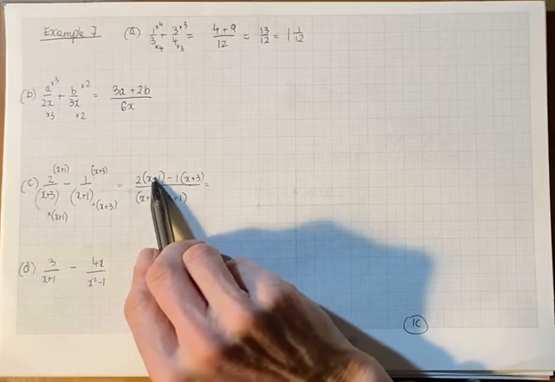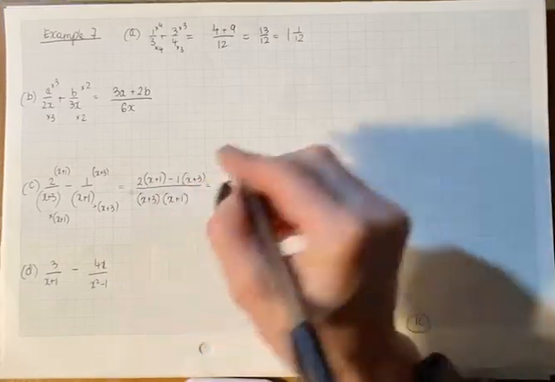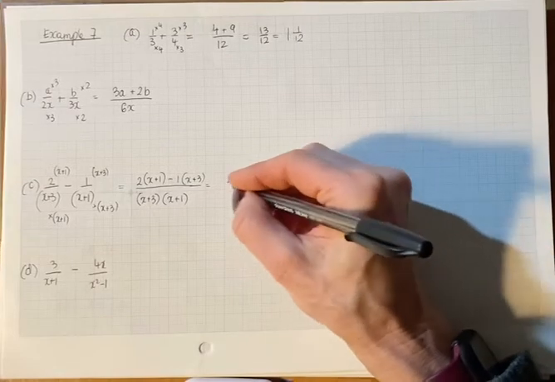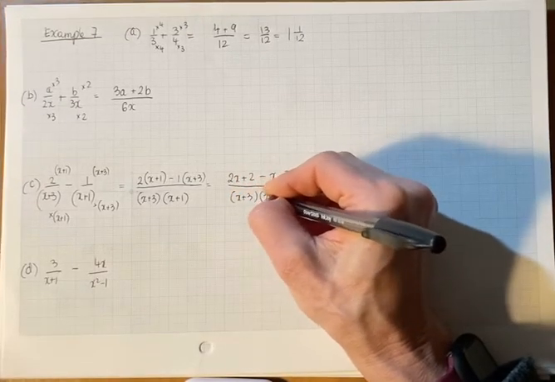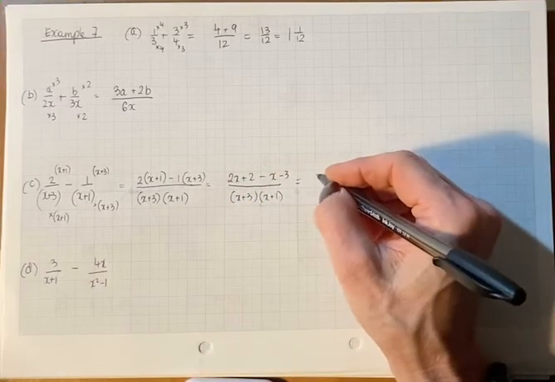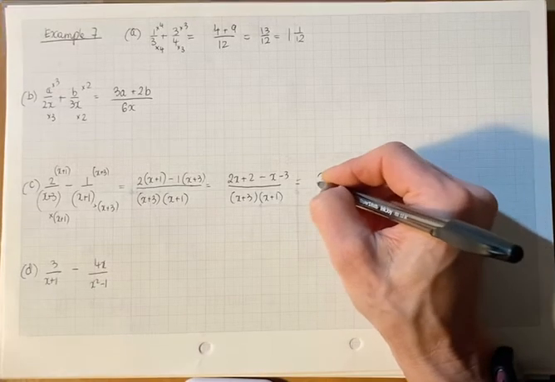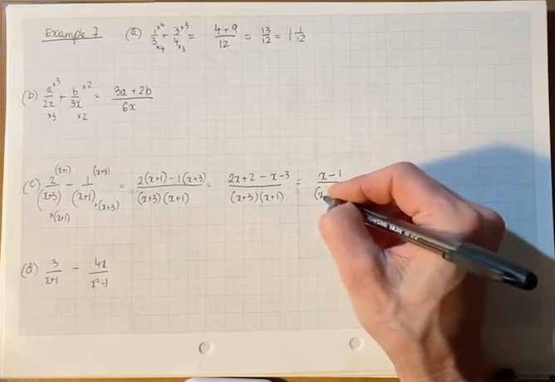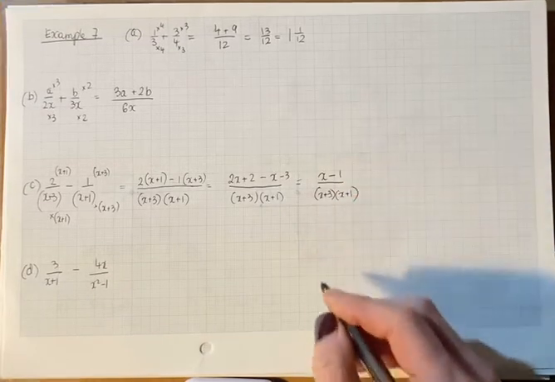So you have 2x plus 2, and you'll have minus 1x and minus 3. Now over x plus 3 and x plus 1. There's no need to expand the denominator into quadratic unless the question asks you to do it. So it's x minus 1 on the top, x plus 3 times x plus 1.